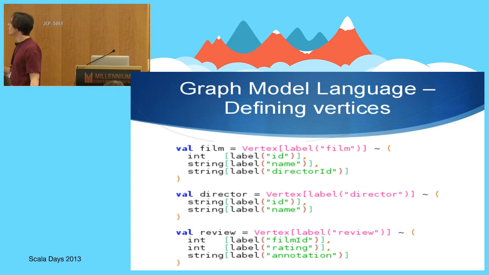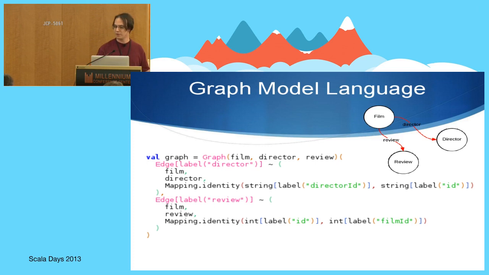So here then we define all the properties of that vertex. We give it a type, and we give it the name for each of the properties. And we repeat the same for the other vertices. So then let's put these vertices together to create a graph.